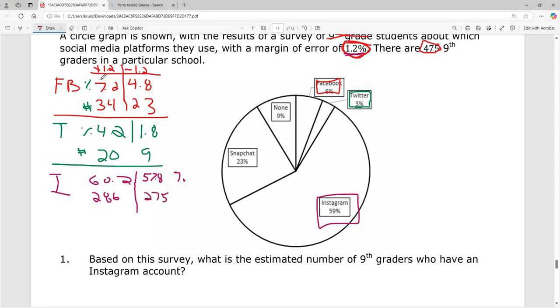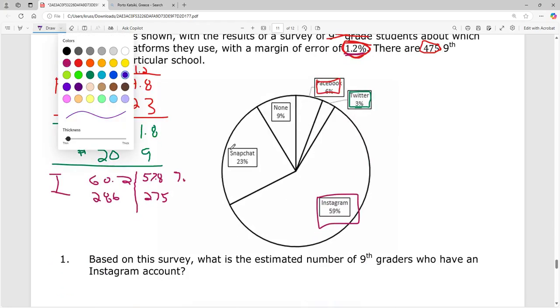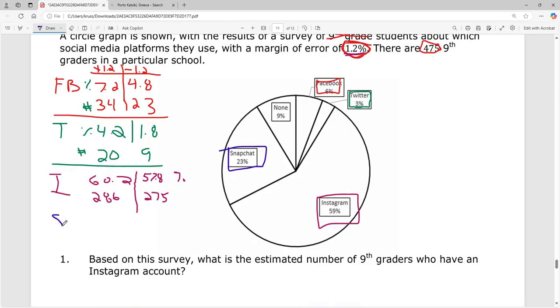That's for the Insta. All right, let's change to blue for Snapchat at 23%. So Snapchat could be as high as 23 plus 1.2, which is 24.2%, and it could be as low as 21.8%. So run the numbers on that. 0.242 times 475 equals 114.95. We're going to round that up to 115. And then 0.218 times 475 is 103.55. We're going to round that up to 104.